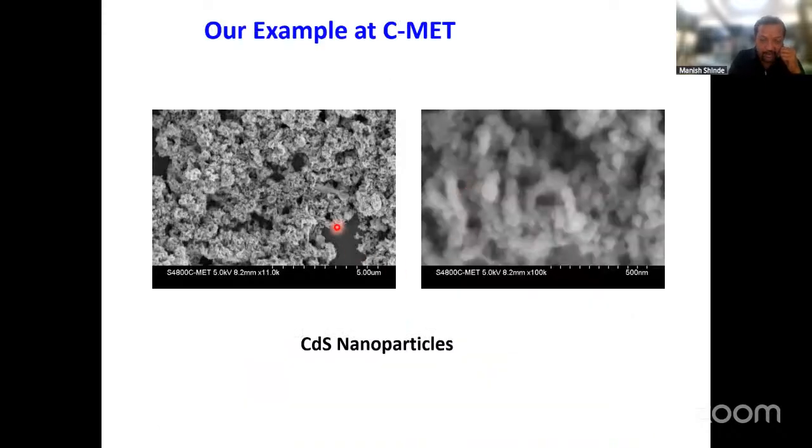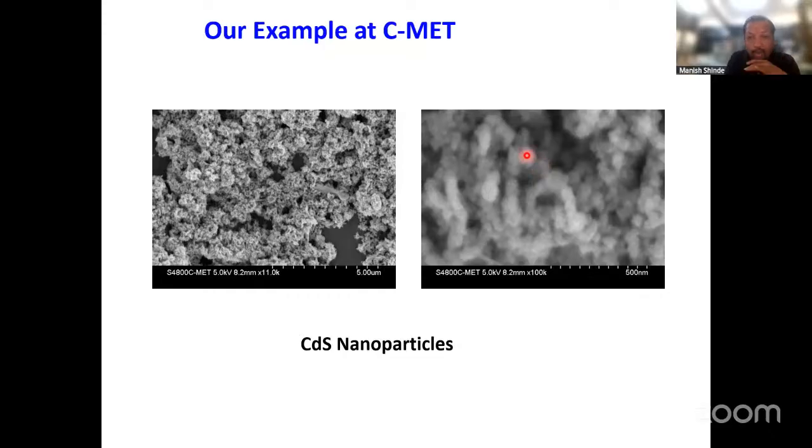This is our example at CIMET. Again, these are ceria nanoparticles. Scale is 5 micron here in this first case. The magnification is 11,000. The working distance is 8.2 mm. And the applied potential is 5 kilovolt. Okay. Now the same image is magnified. Now the scale is 500 nanometer. The entire scale is 500 nanometer and it is divided into 10 lines. Means the distance between these two lines is around only 50 nanometer. From that 50 nanometer, you can calculate the particle size.